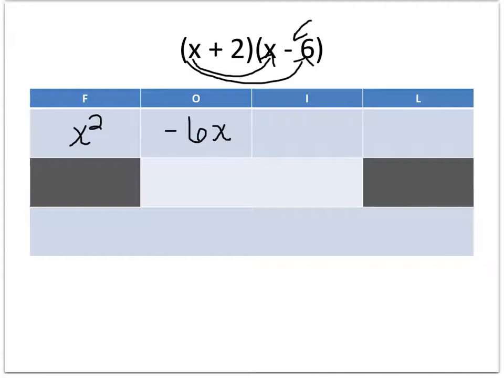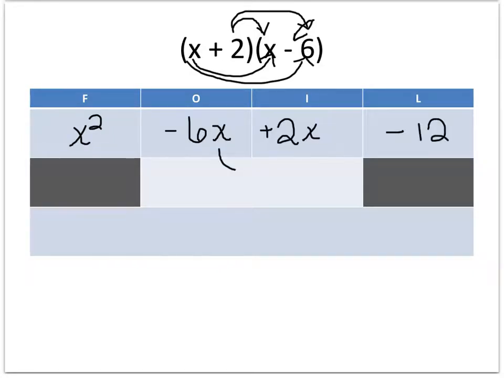Your inner terms, 2 times x. That gives you a positive 2x. If it helps, write your sign. And your last terms, positive 2 times a negative 6. Remember, watch your signs. Negative 12.